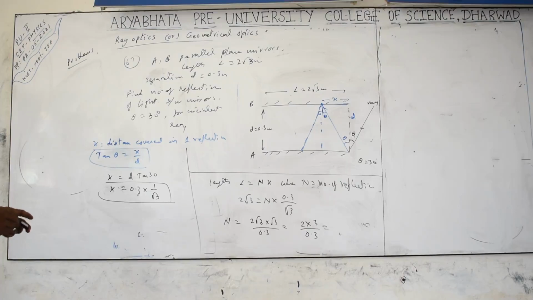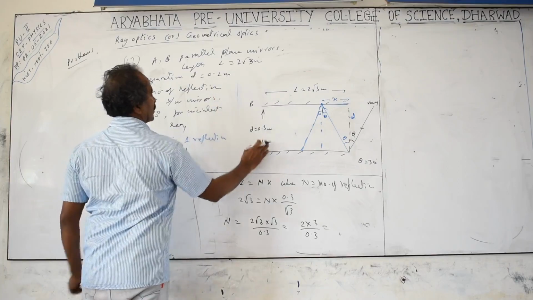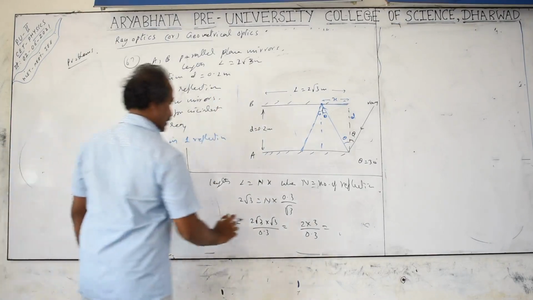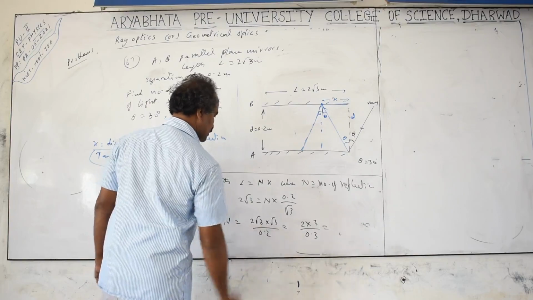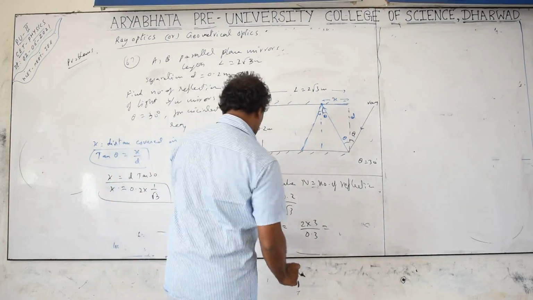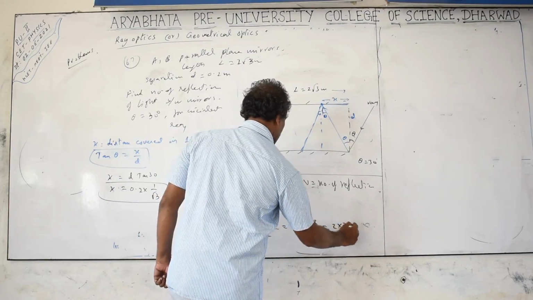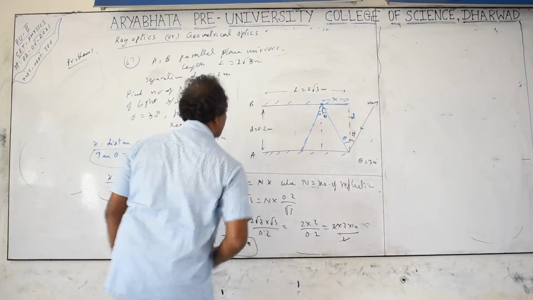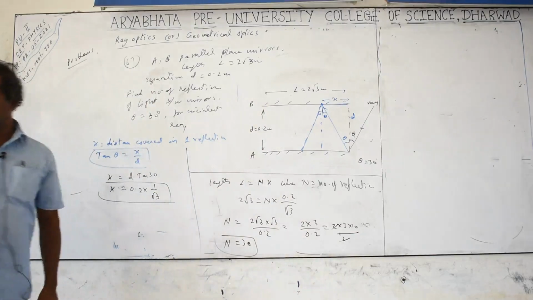20 I am getting? No. Sorry, this d is 0.2 meters as given. Not 0.3, it is 0.2 meters, sorry. So root 3 into root 3 is 3 by 0.2, which is 2 into 3 into 10 by 2. 2 cancels, so the number of reflections equals 30. If they give this as 0.3, you will get 20 reflections. That is the answer.